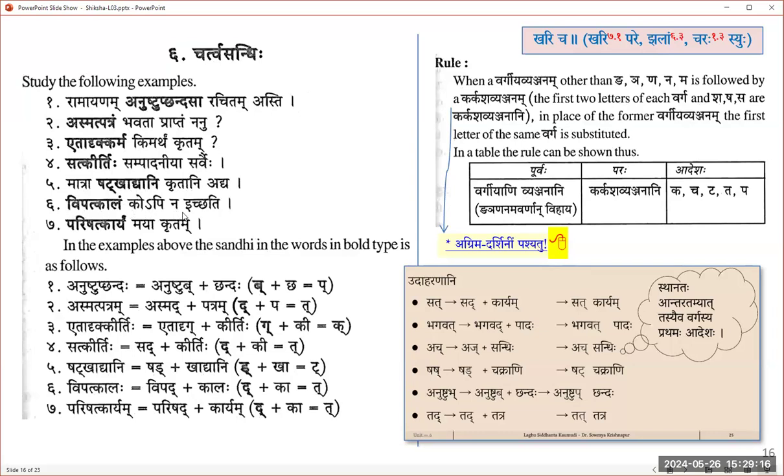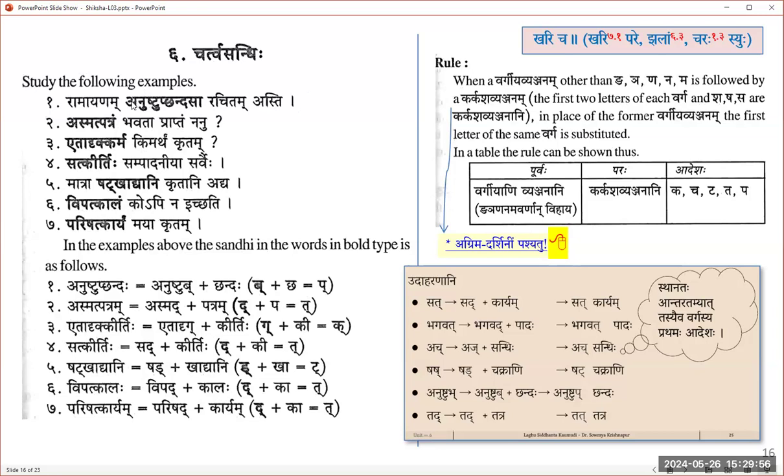Vipat kalam kopi na icchati. So vipad plus kalam is how you split it. Though the first split is vipat plus kalam, and then the jastva reverse, the jastva form is vipad kalam. So everywhere you see the jastva form is shown. Vipad, actually everywhere there is a typing error. It's kalam in the sense kalaha they have written. Okay, they have at least shown a complete full word here, so I don't want to blame them. Okay, all right. Parishad karyam. So parishad plus karyam. So everywhere softening of that letter.